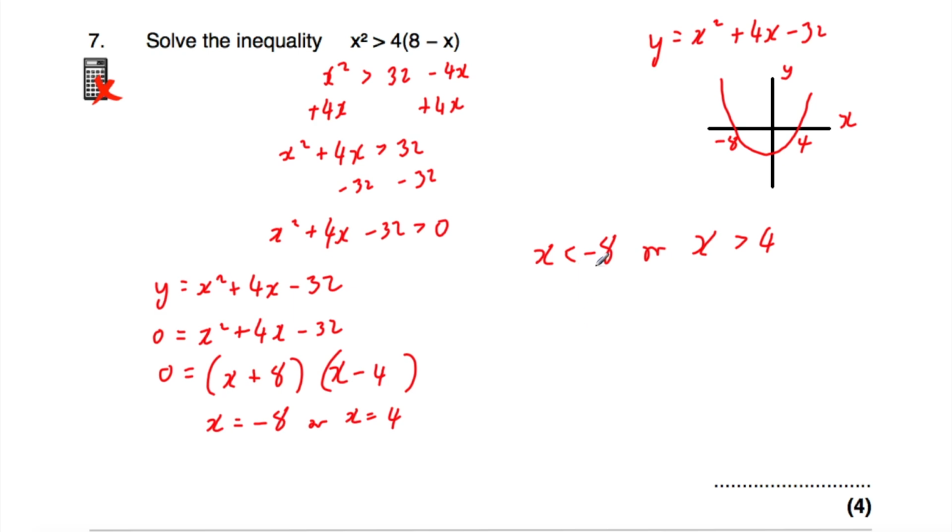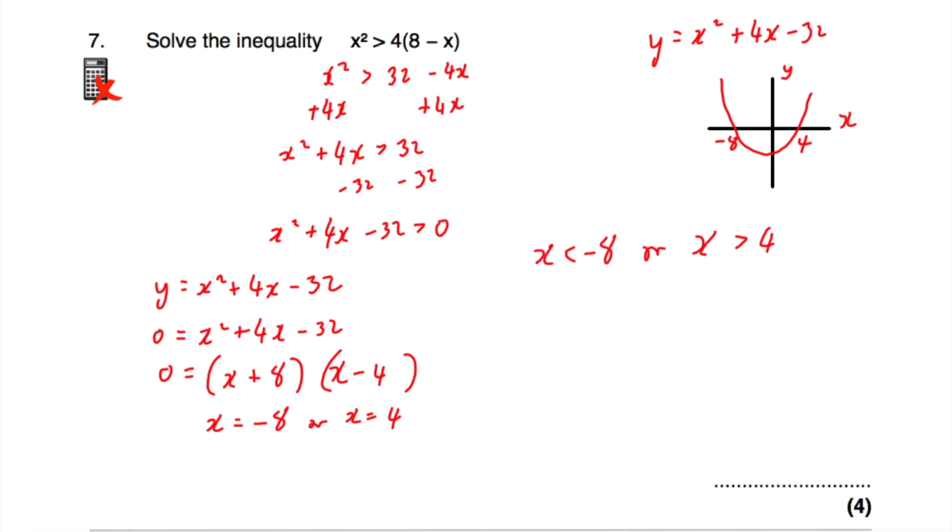So either x is smaller than minus 8 or x is bigger than 4. Any value of x bigger than 4 or less than minus 8 would work. So that's it. We've solved the inequality. And again, you could try these numbers. You could get negative 9 and substitute it into this inequality, and you should find it will work. Or you could choose a value of x that's bigger than 4, such as 4.1, and substitute it in, and you'll find that'll work as well.